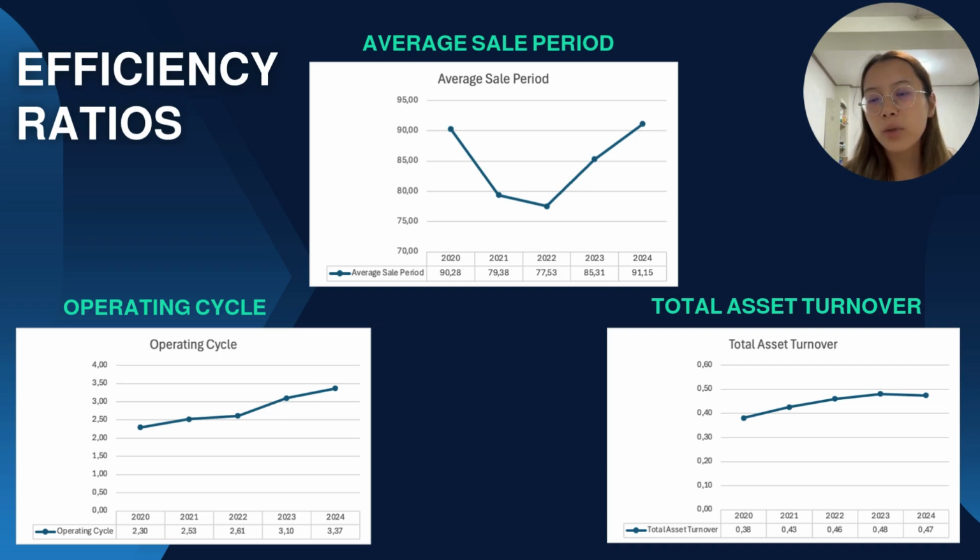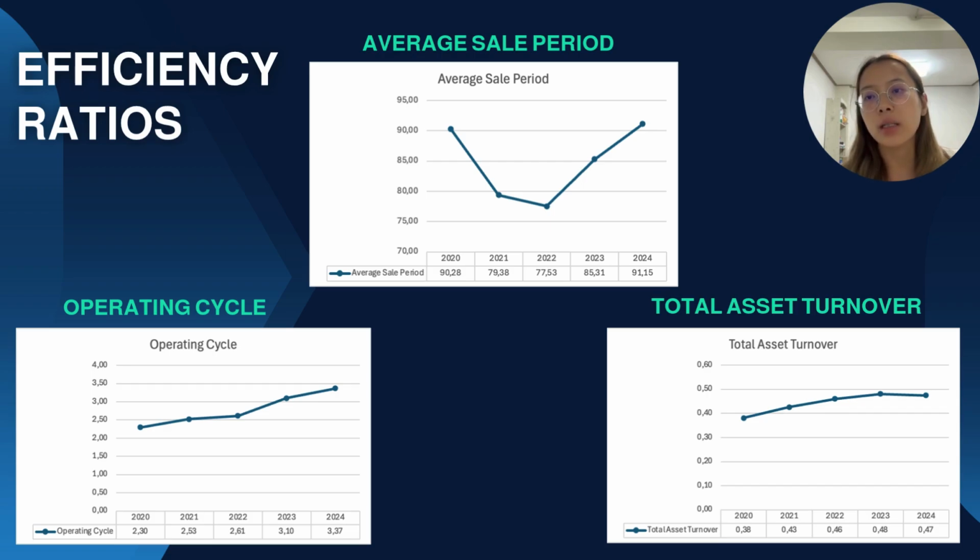However, this trend reversed in 2023 and 2024, rising to 85.31 and then 91.15 days, respectively. The recent increase suggests a slowdown in inventory movement, which could point to softening demand, inefficiencies in inventory management, or external market challenges. Monitoring this trend is crucial, as prolonged inventory holding can tie up capital and impact profitability.